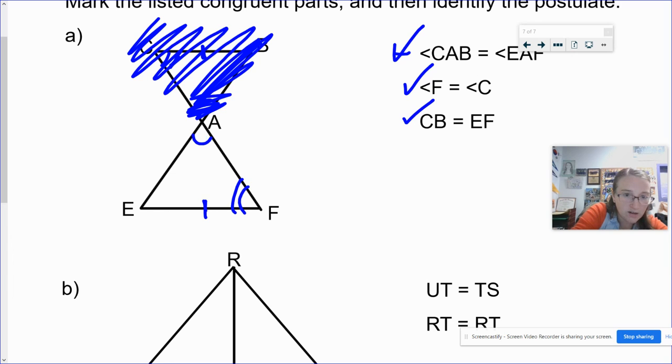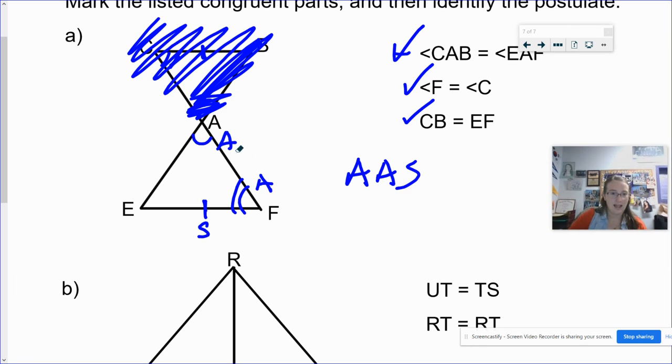So this right here is an angle marking. This right here is an angle marking. This right here is a side marking. Hopefully you can tell. Follow around the outside of the triangle. Follow around the outside of the triangle this way. What postulate is this? Angle, angle, side. A, A, S.